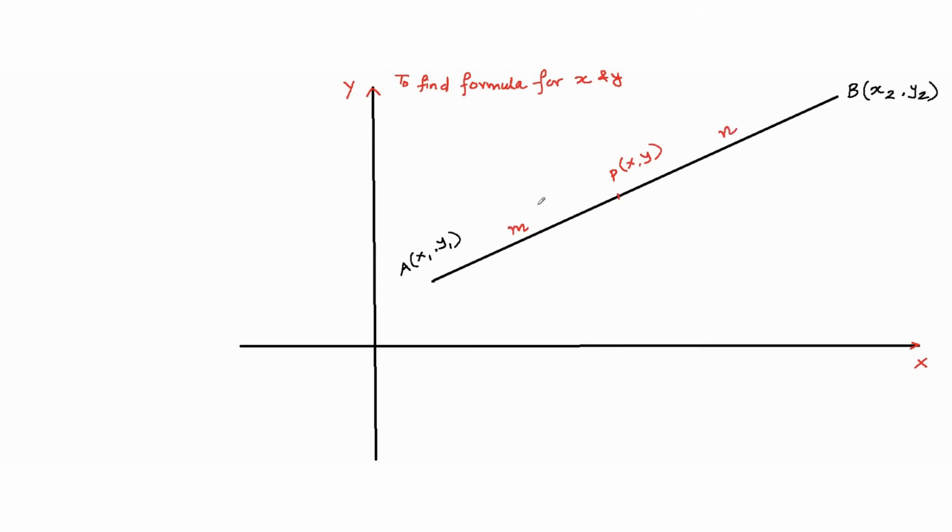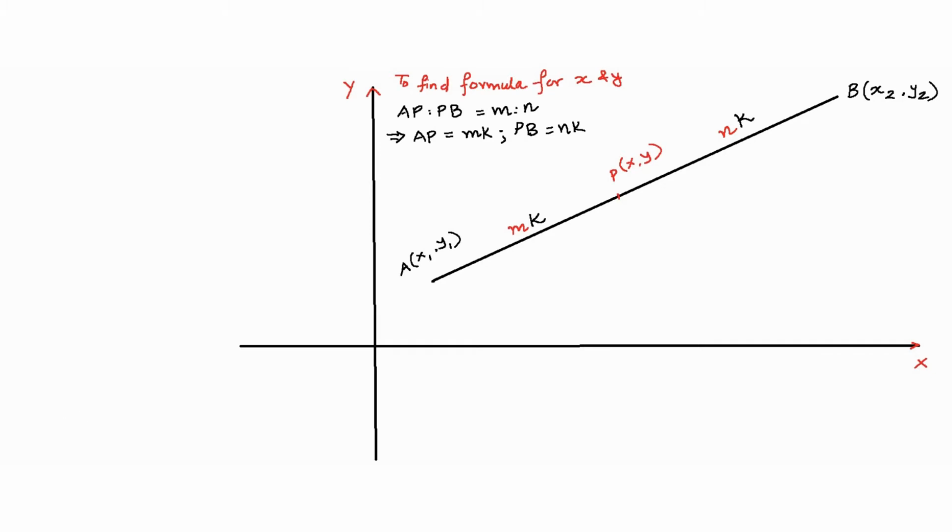It is known that P divides the join of AB in the ratio m:n. So m:n is the ratio, which means that the actual distances are m times k and n times k, where k is the common ratio. So I know that AP:PB is m:n, which implies that the distance AP is mk, and the distance PB is nk, where k is the common ratio.